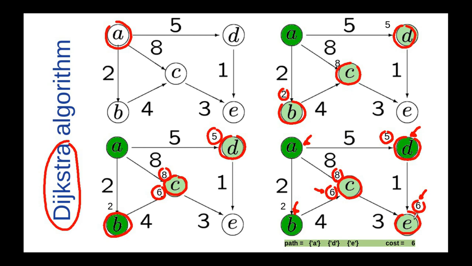But we will decide for E because it's the target, and I'm so happy to reach the target. So that's why the final route will be this and this, and the waypoints will be A, D, and E.